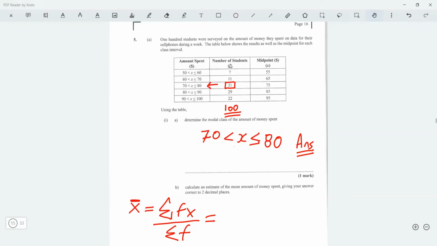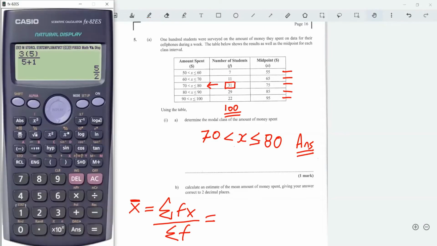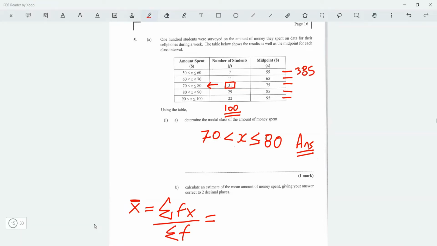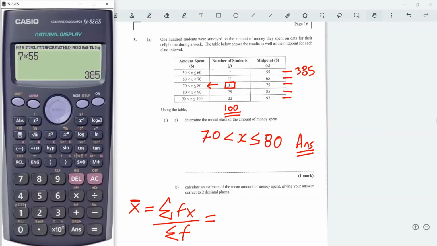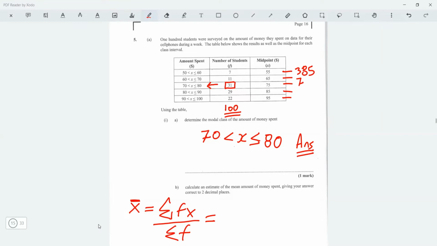Now we need to work out the sum of f times x. We don't need a table, we can just work them out. 7 times 55, you put that in your calculator, that's 385. Then you work out 11 times 65. 11 times 65 we get 715.